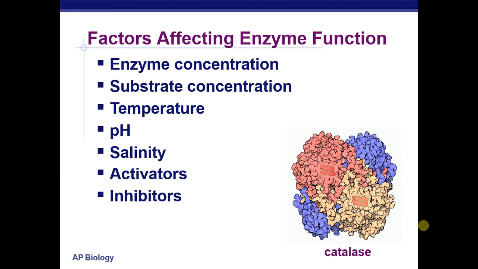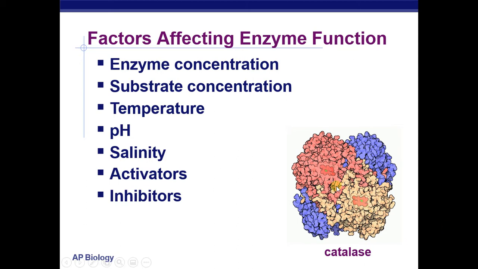Environmental factors like temperature, pH, and salinity can also affect the enzyme's ability to function because they can change the shape of the enzyme. They can interfere with some of the interactions in the secondary and the tertiary structure. And then other substances like activators and inhibitors can directly attach to or interact with the enzyme to affect its ability to function the way it should.